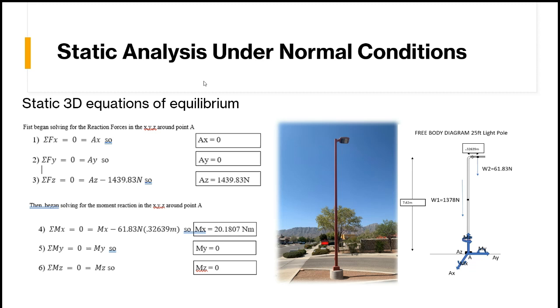Then we begin solving for the moment reaction at point A, and we see that Mx, the moment about x, produces a 20.1807 newton-meter reaction based off the light pole fixture wanting to rotate around the x-axis due to its weight. We see that My doesn't produce any reaction because there's nothing forcing it to want to rotate around the y-axis, and Mz does not have any support reaction due to the same concept.